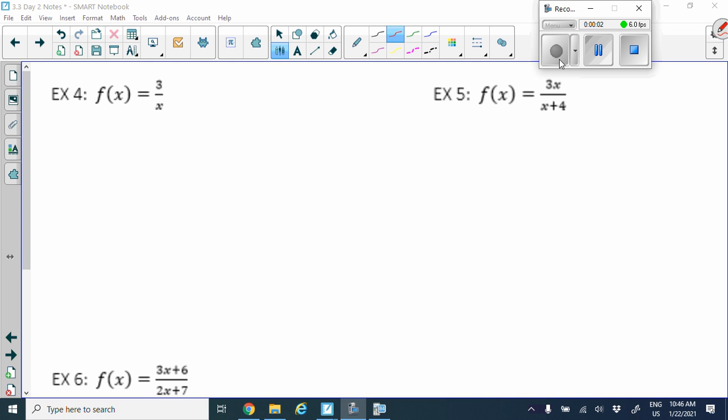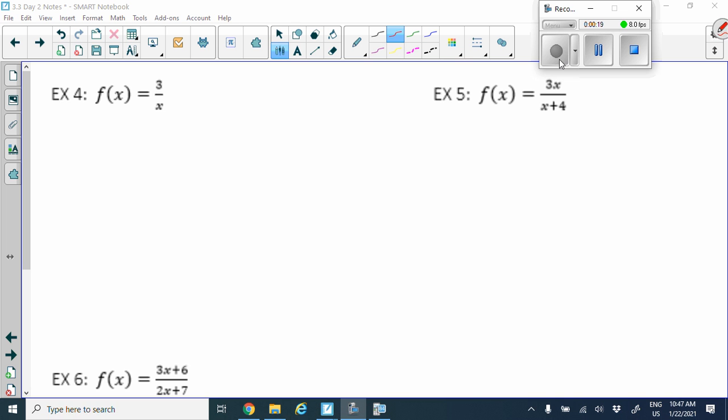Hey guys, so here's part 2 of the 3.3 day 2 notes. Once again, we're going to be talking domain. Now this time what we're going to be doing is what happens if we were doing our operations, so function operations or compositions, and then we have a variable in the denominator. So how do we figure out the domain?